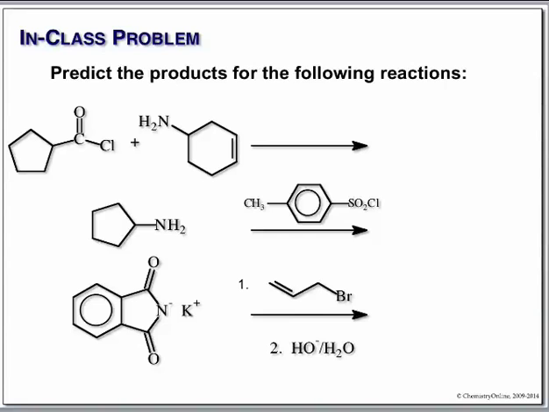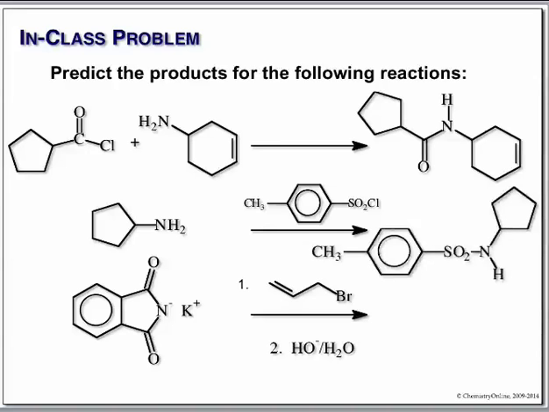Nitrogen is a nucleophile, and chloride is our leaving group. All we've done is make the amide. Nitrogen's our nucleophile, attacks the sulfur. Chlorine is our leaving group. We make the sulfonamide.